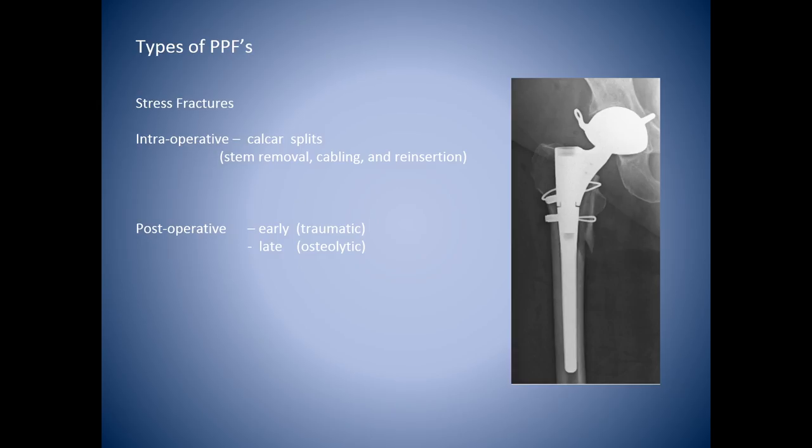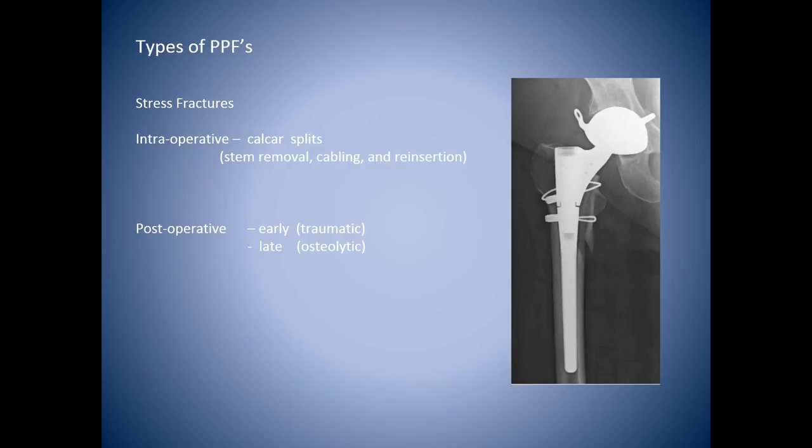So the types, one can get stress fractures as a cause of pain around a total hip, not nearly as common as the tibial side. Intraoperatively, you get calcar splits when you're using particularly the wedge-shaped and non-cemented type of implants, and you have to be really careful and have a good look for splits intraoperatively. If you find them, you must pull back the stem, cable it, and then reinsert the implant if it's not a major split. Then you get the post-operative type of periprosthetic fracture.